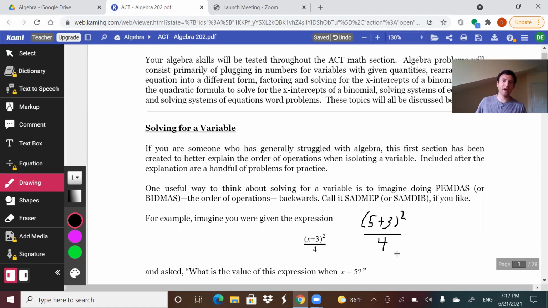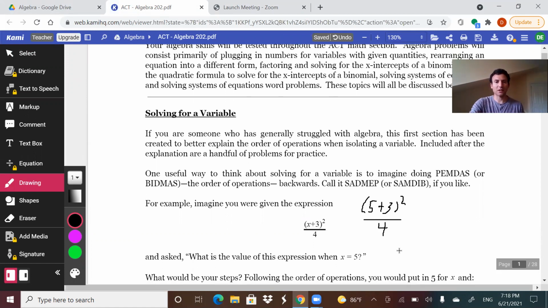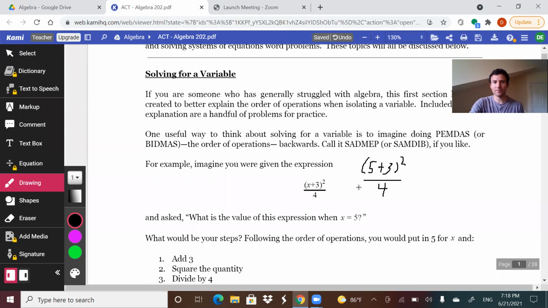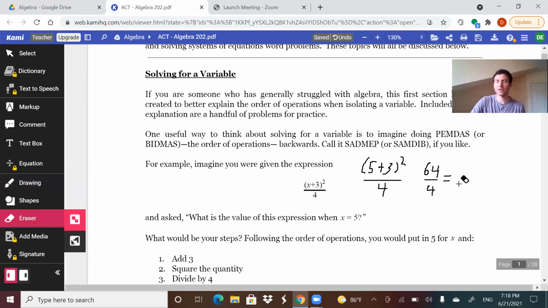So first we would add the 3 to the 5 within the brackets. Then after that, we would do the indices. So we would do the squared, and then finally we would divide by 4. So when you do BIDMAS, you go in that exact order, right? You add the 3, square that to 64. So you take the 8, you square it to 64. Then last but not least, you divide by 4, and that gets you 8. Or not 8, I'm sorry, that's terrible. It does not get you 8, that gets you 16.